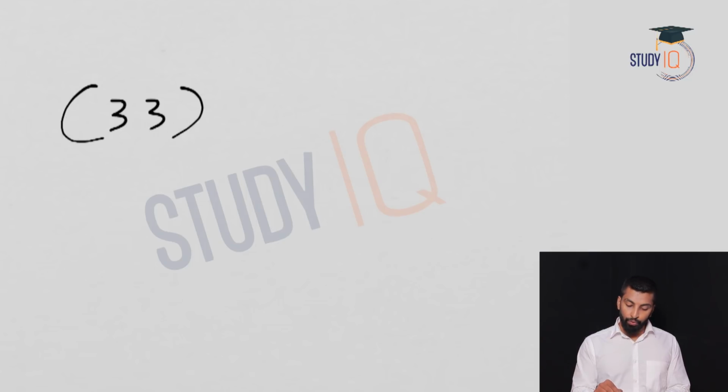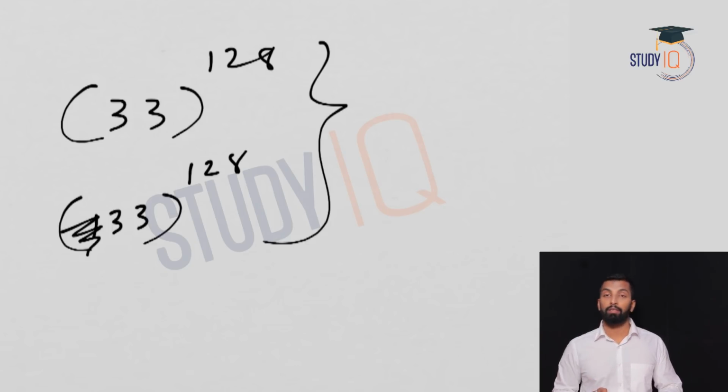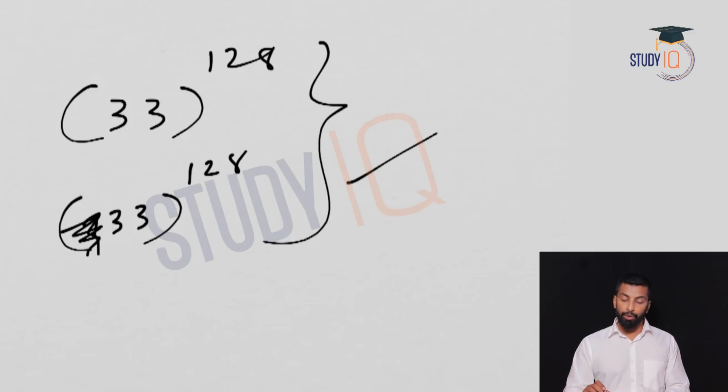This will be 0. So if you have 33 raised to 128, or if you have 133 raised to 128, both will be same because 1 is not important. 1 is not important for us. Okay, so I hope all of you understood this method. And I hope you will be in a position to solve any question which you get from last two digits where the last digit is an odd number, or any odd number, you will be in a position to solve now. Okay, now let's look at 2 raised to n numbers.